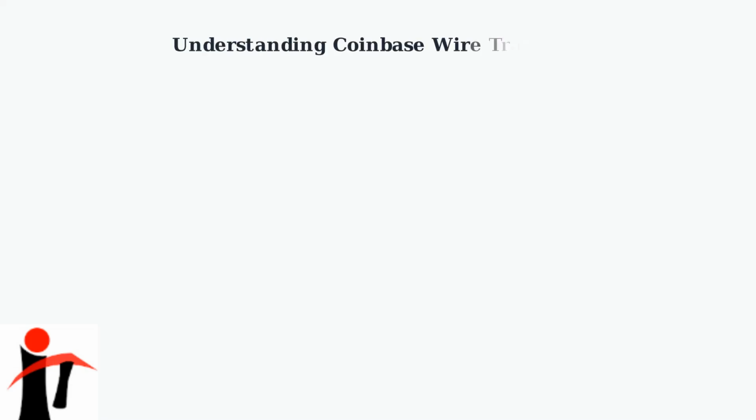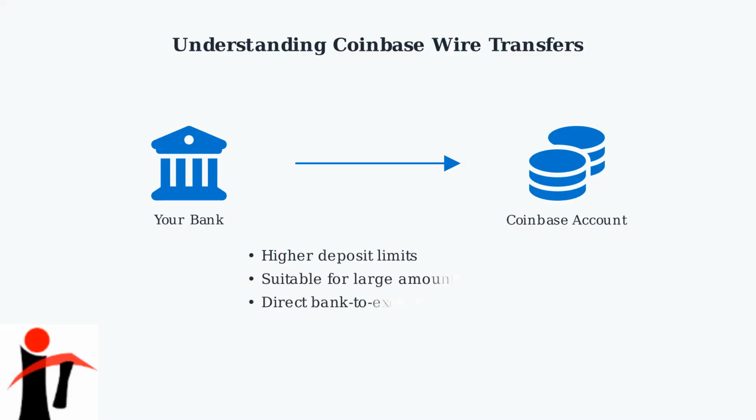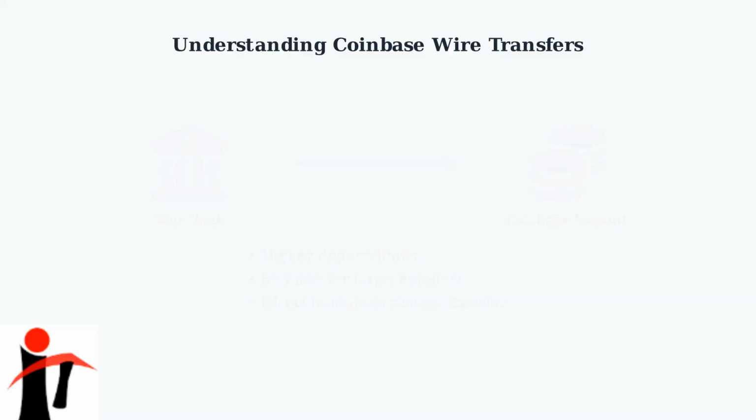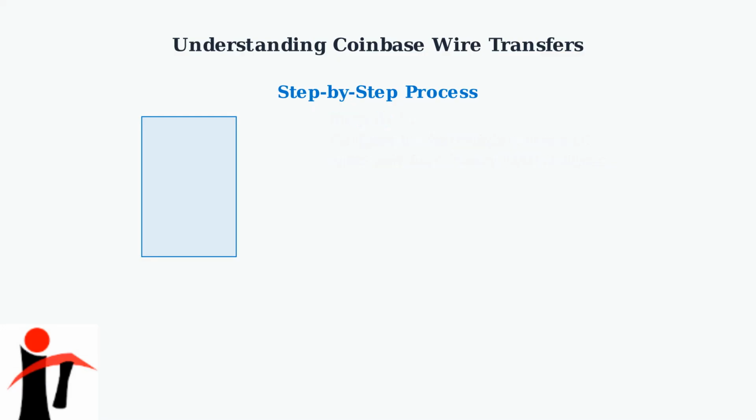Wire transfers on Coinbase provide a direct way to deposit fiat currency like US dollars from your bank account straight into your Coinbase wallet. This method is particularly valuable for large deposits due to higher transfer limits compared to other deposit methods. To find your personalized wire transfer details, you'll need to follow a specific process within your Coinbase account. Let me walk you through each step to ensure you get the correct information for your transfers.